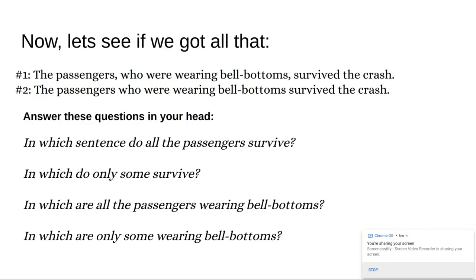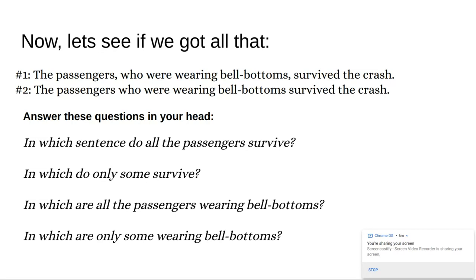All right, now let's see if you guys got it. I'm going to give you 2 examples. Number 1, the passengers, who are wearing bell bottoms, survived the crash. And then here's your next one. The passengers who were wearing bell bottoms survived the crash. Look at those 2 sentences carefully. One has commas, one doesn't. One is non-restrictive, one is restrictive.